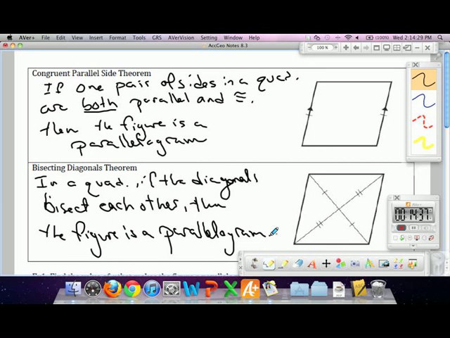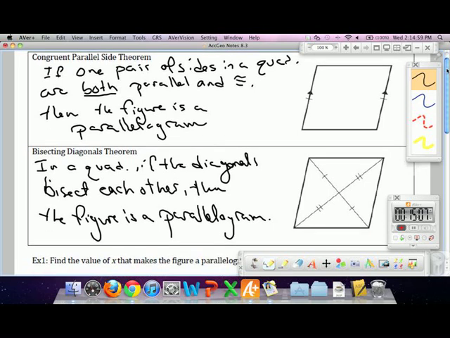So more or less, those ideas we talked about yesterday were if-and-only-ifs. If the diagonals bisect each other, it's a parallelogram. If it's a parallelogram, then the diagonals bisect each other. The same with the other side: if opposite pairs of sides are congruent, then the figure is a parallelogram, and vice versa. If it's a parallelogram, then the opposite sides are congruent.